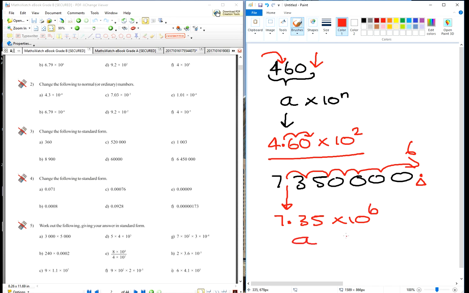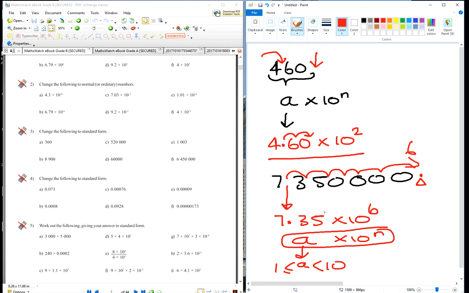So that's the format, A times by 10 to the n. So the A number has to be between 1 and 10, and it has to be less than 10. And then the index will tell you whether the number is really big or whether it's really small. Okay, are we happy with those 2 examples?